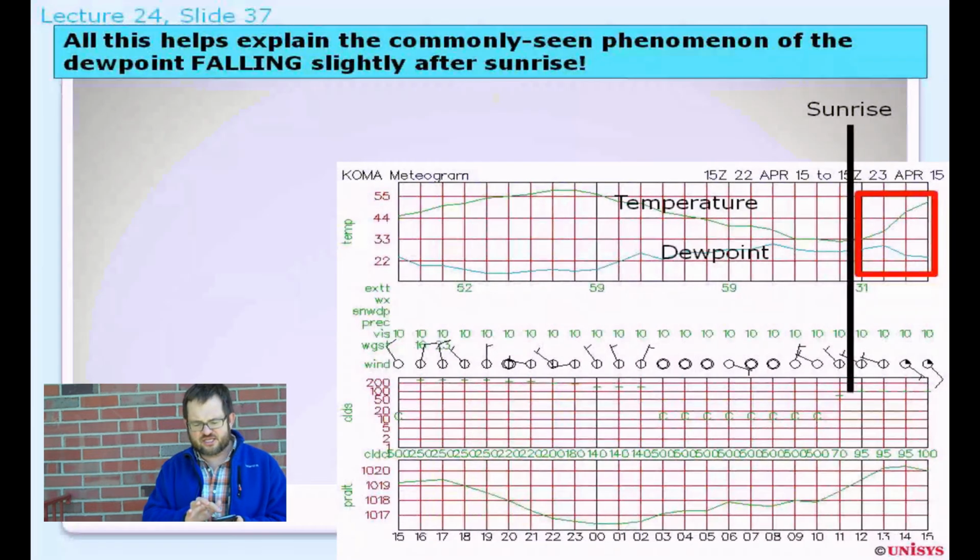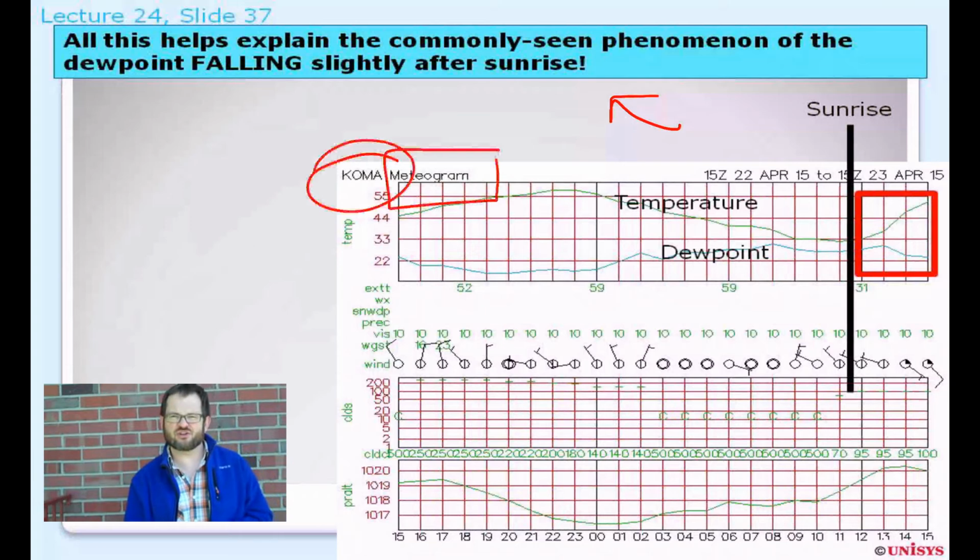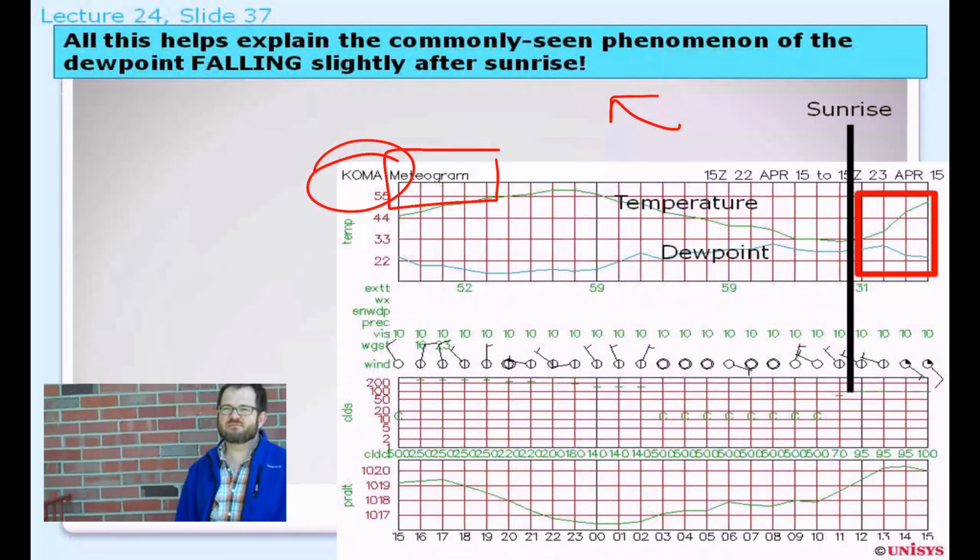But another really cool thing that this helps us understand is something I talked about a couple lectures ago briefly, and that is the whole business of what kind of screwy things happen to the dew point temperature at the surface right after sunrise. What I have here is a meteogram. I actually have the meteogram here from Omaha this morning. That is actually today. I'm recording this on April 23rd, 2015, and that is the meteogram from Omaha.